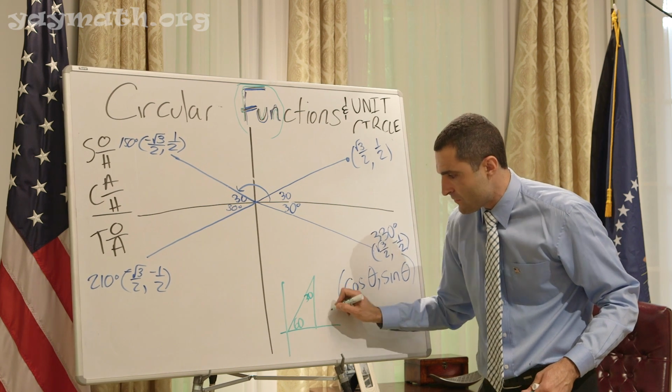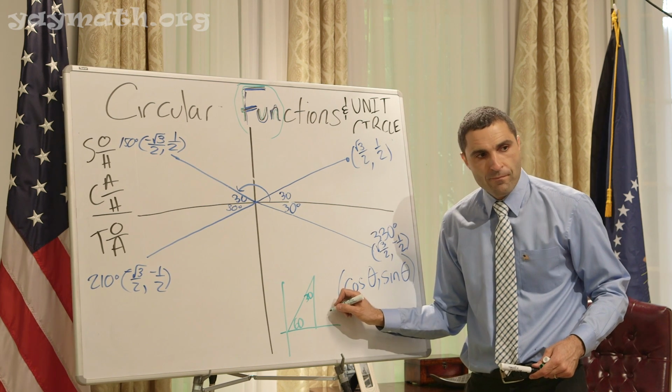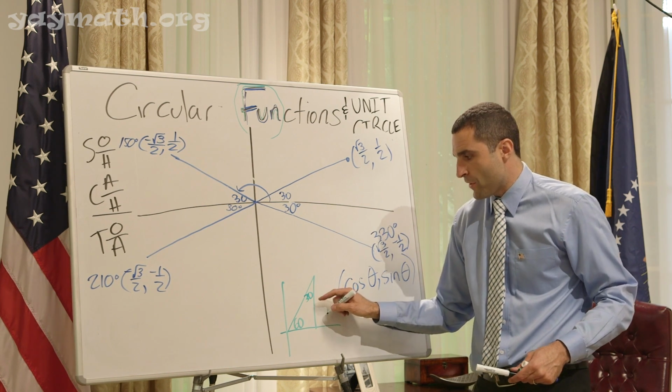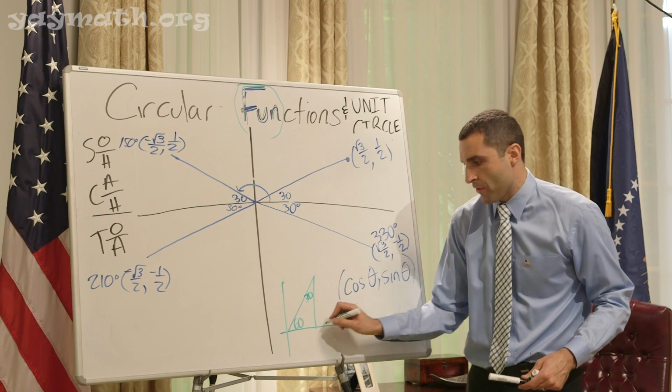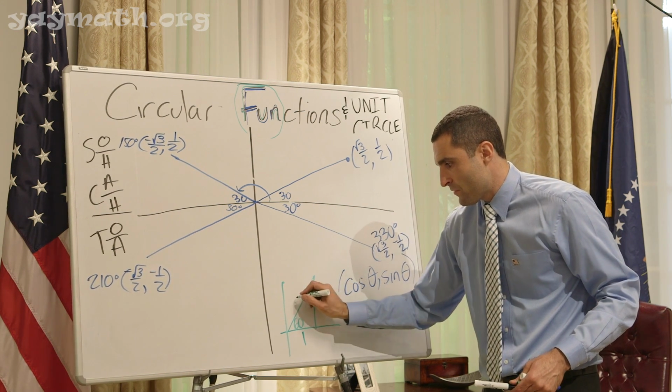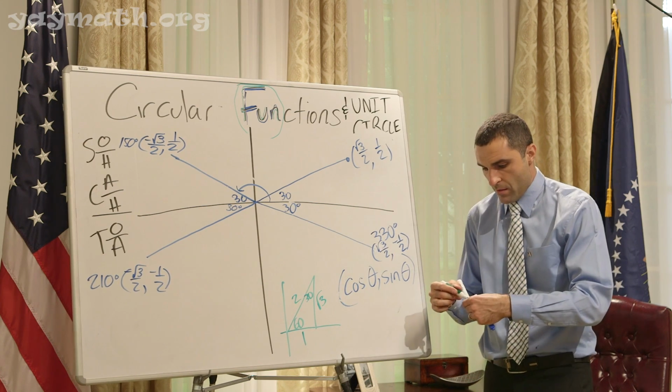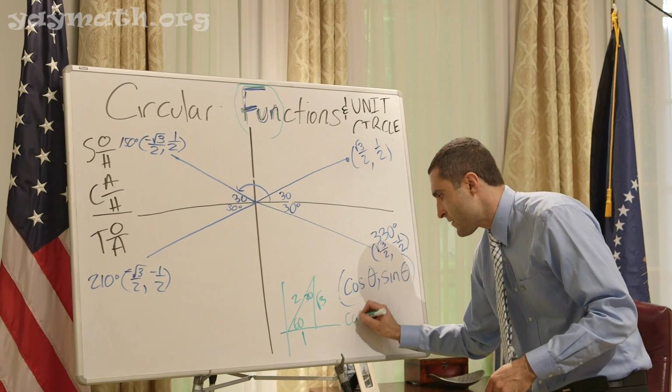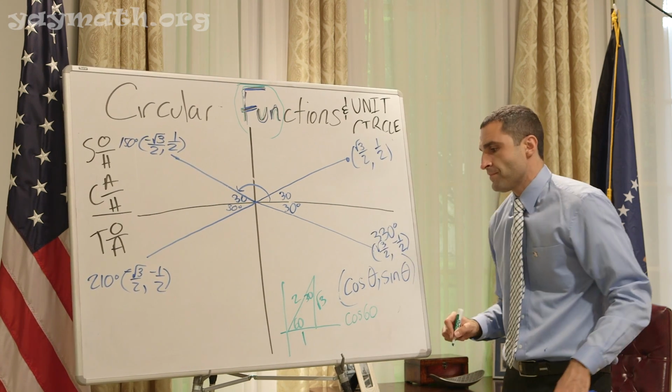Where's the 1 across from? The 30. Where's the root 3? The 60. And the 2? The hypotenuse. Very good. What is the cosine of 60?